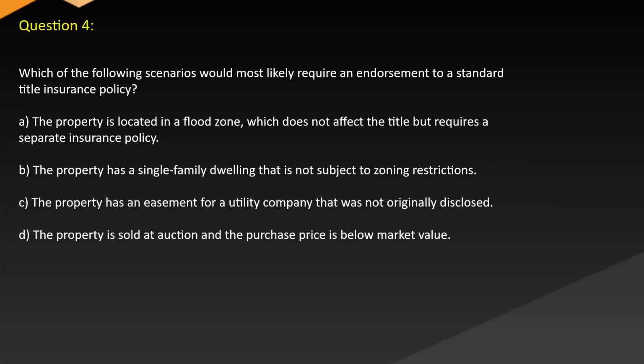Which of the following scenarios would most likely require an endorsement to a standard title insurance policy? A. The property is located in a flood zone, which does not affect the title but requires a separate insurance policy. B. The property is a single-family dwelling that is not subject to zoning restrictions. C. The property has an easement for a utility company that was not originally disclosed. D. The property is sold at auction and the purchase price is below market value.